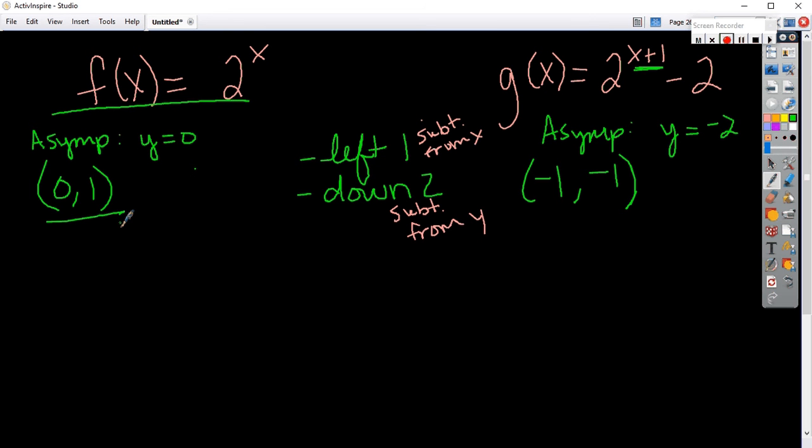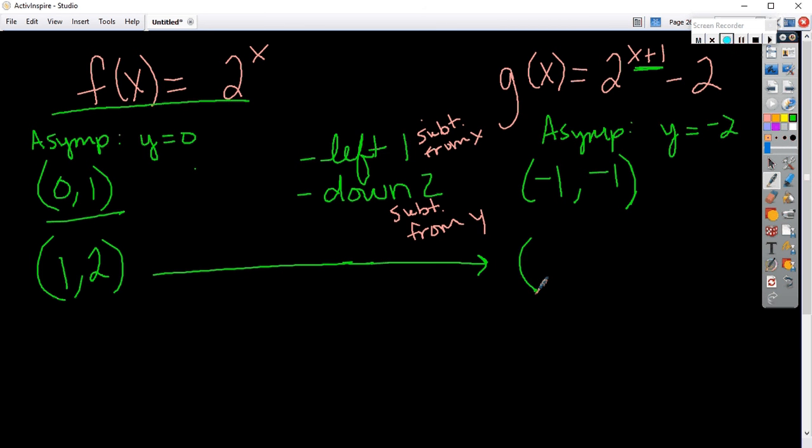I got 0, 1. Give me one more point on the parent graph here. 1, what? A times B, which would be 2. Once I transform it here, what does it become? Left 1, down 2. 0, 0. Left 1 means subtract 1 from the x. Down 2 means subtract 2 from y.